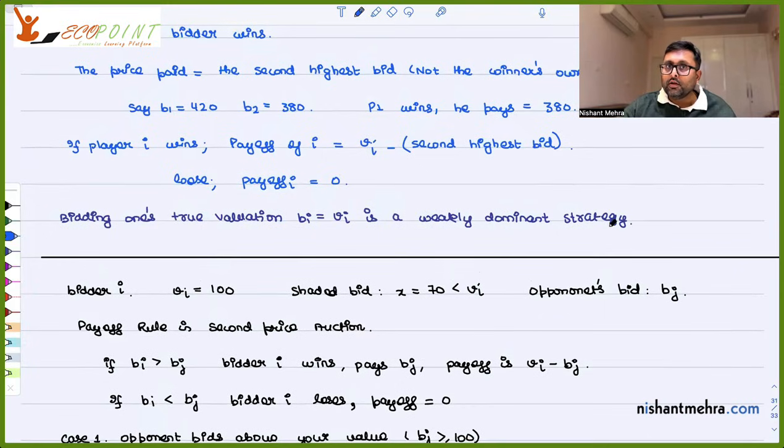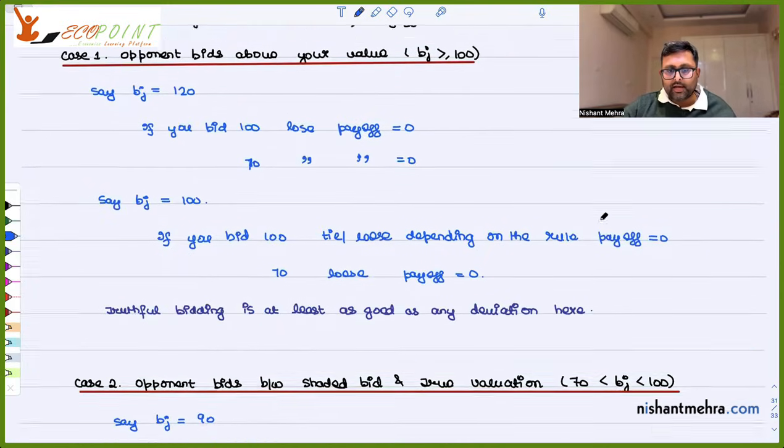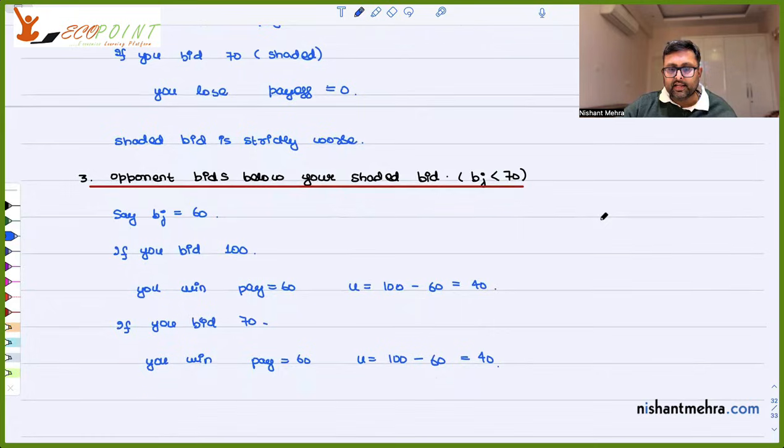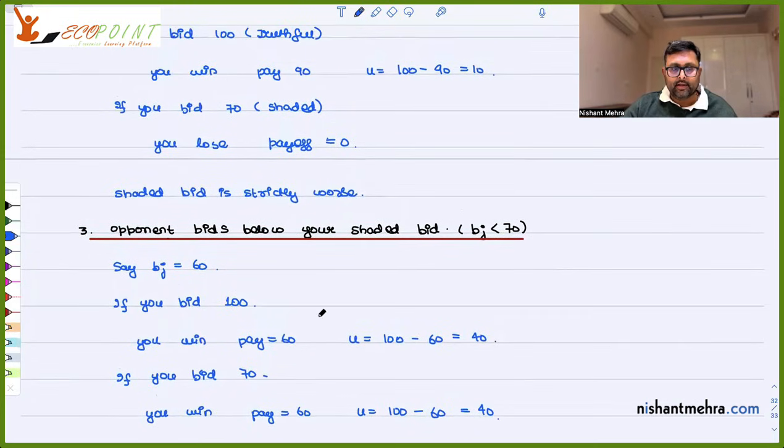You with me? Although this is not a proof, I hope this example will tell you what exactly we meant by truthful bidding being a weakly dominant strategy. I hope it is useful to you.